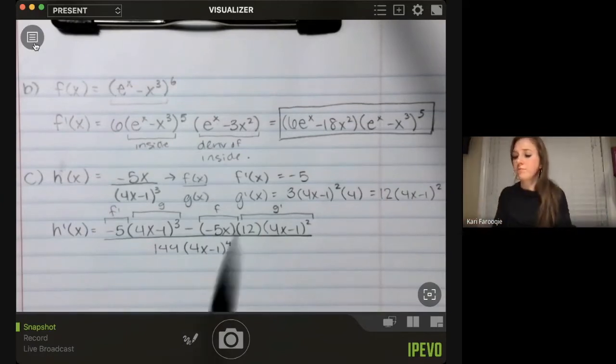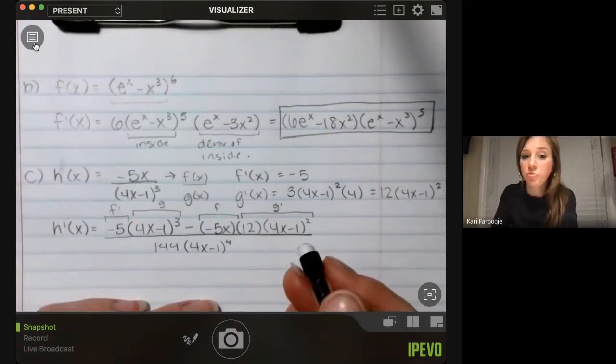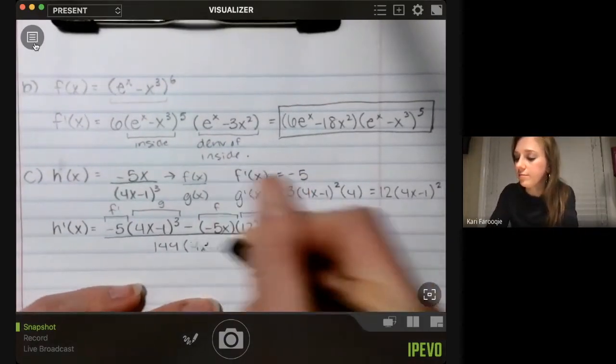Oh, you know what I did in the denominator? I thought that looked funny. I put g prime squared in the denominator.